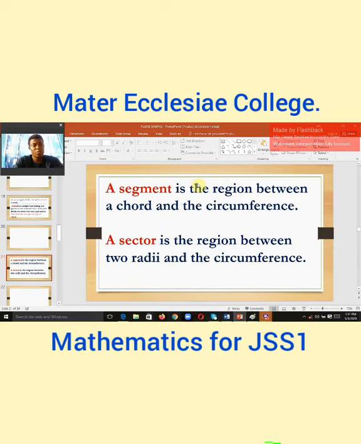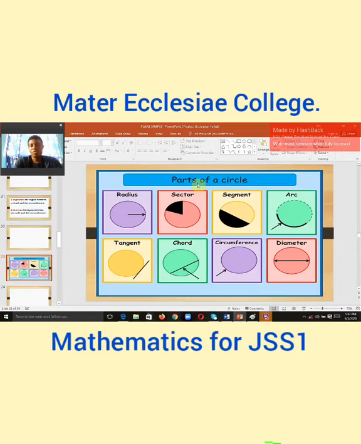Now what's a sector? A sector is the region between 2 radii and the circumference of the circle. This doesn't make sense without the use of a diagram. Now if you look at the diagram carefully, in the first diagram here, we have a radius. Like I said earlier, a radius is a line that is drawn from the center of the circle to any part of the circumference of the circle. So that's a radius. A radius is also half of a diameter.